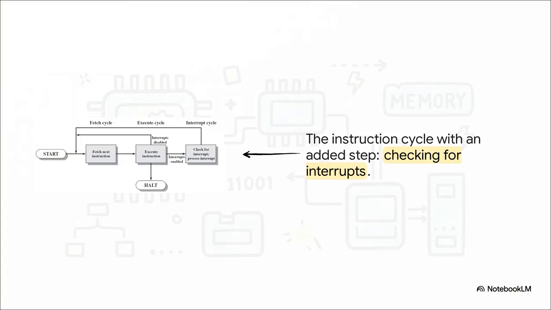Well, to handle this, the processor adds one tiny little step to its routine. After it executes an instruction, but right before it fetches the next one, it takes a quick peek to see if anyone's trying to get its attention. If there's an interrupt waiting, it'll pause the program it's working on, go handle the interrupt, and then come right back to where it left off without missing a beat. This is the real secret to modern multitasking.